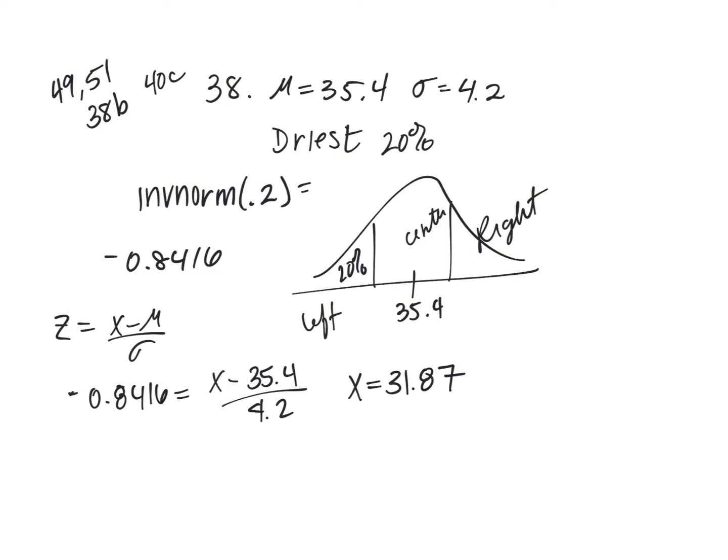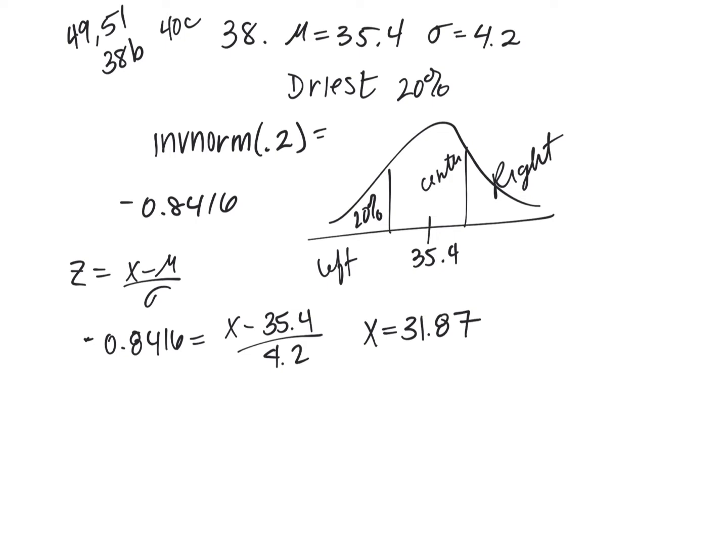So the driest 20% of years get 31.87 inches of rain or less, okay, which is totally foreign to us. We'd be like, miserable. When will this rain stop? We get a week of rain and we're complaining.